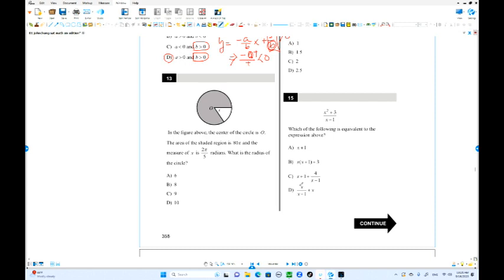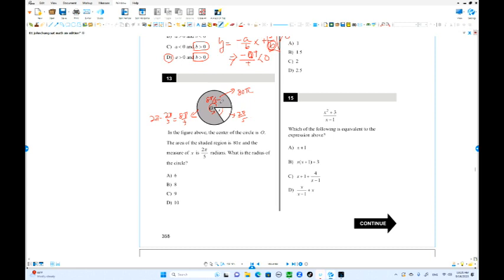Number 13. We have a center of circle, okay, shaded region there. This area is 80 pi, not the other side, okay? And x is 2 pi over 5. This angle is 2 pi over 5. What about the other side angle? 2 pi minus 2 pi over 5, all right? And that is what, 8 pi over 5, isn't it? This one is 8 pi over 5.